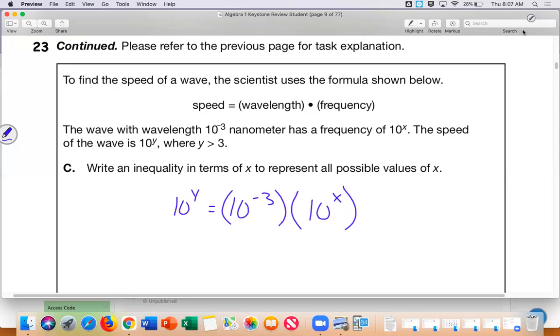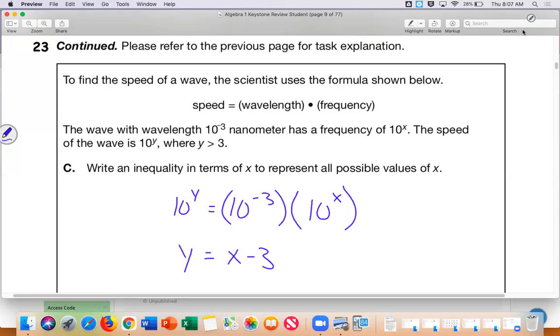Remember, when we have bases that are the same, what we do is we add the exponents, right? So it says y equals x plus negative 3. So I'm just going to write x minus 3. But now it says y must be greater than 3, right? Y must be greater than 3. So I have to have some type of inequality here.